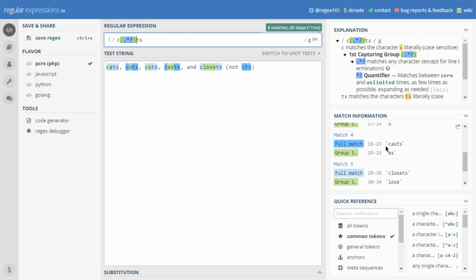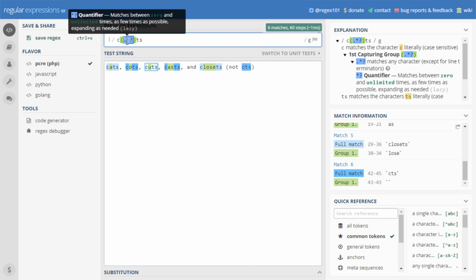And the capture group can be larger than just one character. It could be as or lose, depending on what the case is. Or maybe it's just an empty string in this final case over here. Okay, so that's basically how a capture group is going to work.